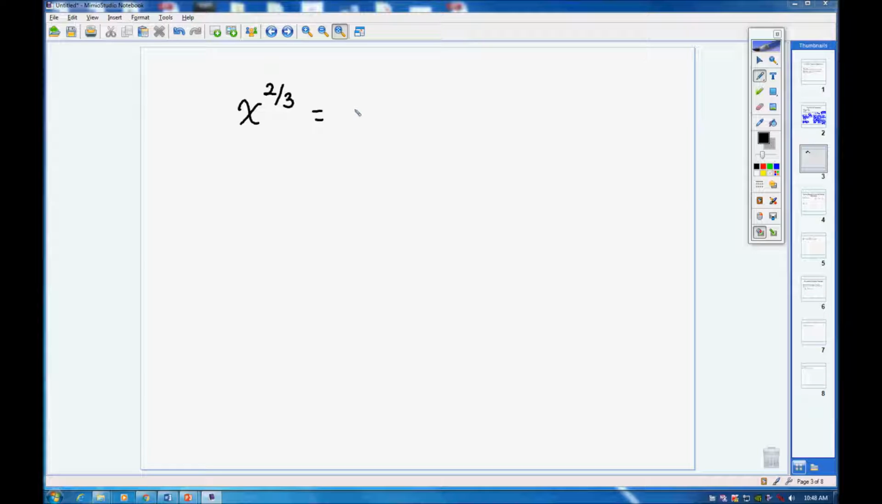So very quickly, I want to review with you what that means. If you see this x to the 2/3 power, we've looked at writing it different ways. It's the same as x to the second power to the 1/3 power. Or you could say x to the 1/3 power squared.